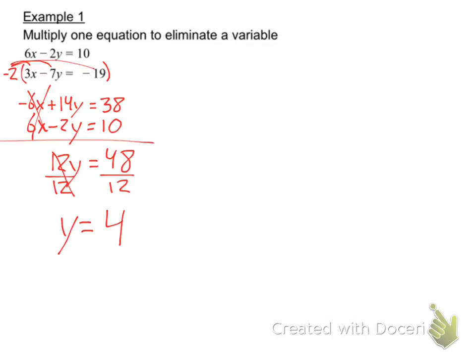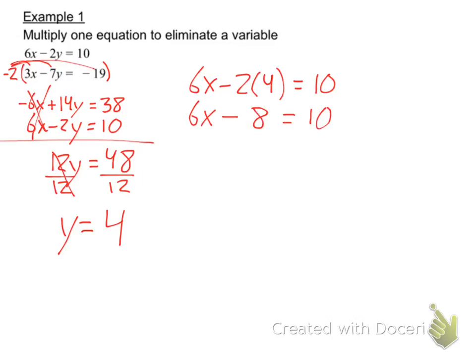Which one looks easiest? Top one, maybe, because there are more positive numbers in it. There is no rhyme or reason necessarily for which one you're going to use. But 6x minus 2 times 4, notice that when I'm subbing back in y, I use parentheses, equals 10. 6x doesn't change, minus 8 equals 10.